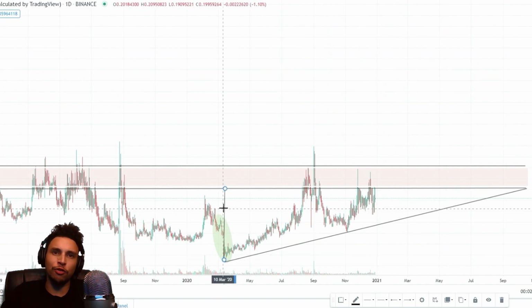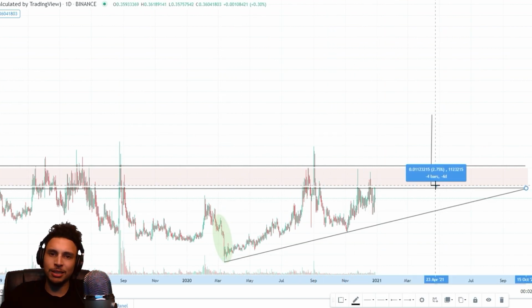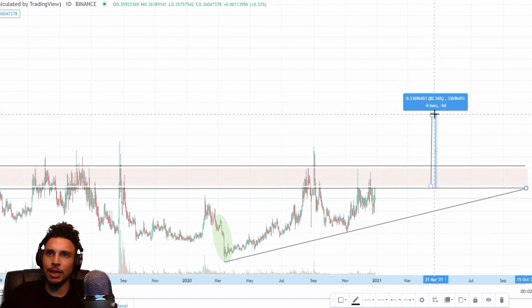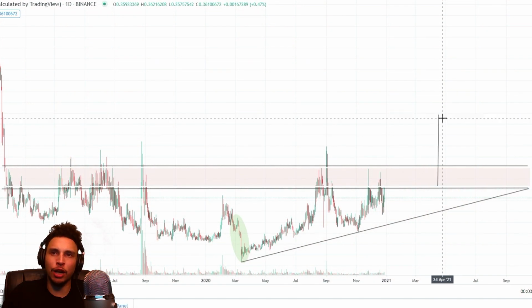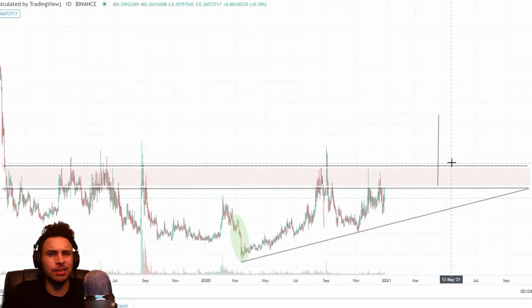Height of the triangle from area of expected breakout, I'm anticipating Wanchain to moon approximately 82%. Dub Digital, you said that Wanchain could appreciate by like 2,000%. I don't want 83%, I want 2,000%. What I think will happen is an explosion upwards and then a correction back down. And we start making some big gains.